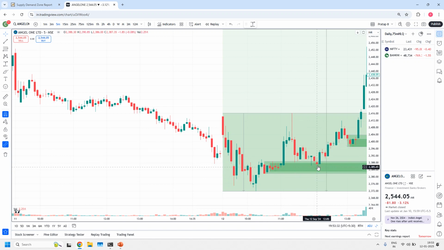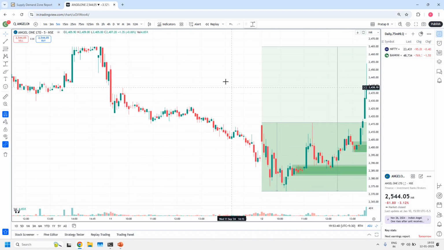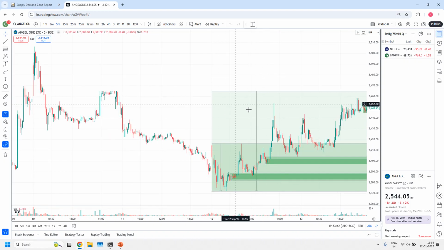because it created a new zone here by picking the orders. Institutions might have added new order flows into this area. This is the origin. So this is how we fine-tuned this zone.